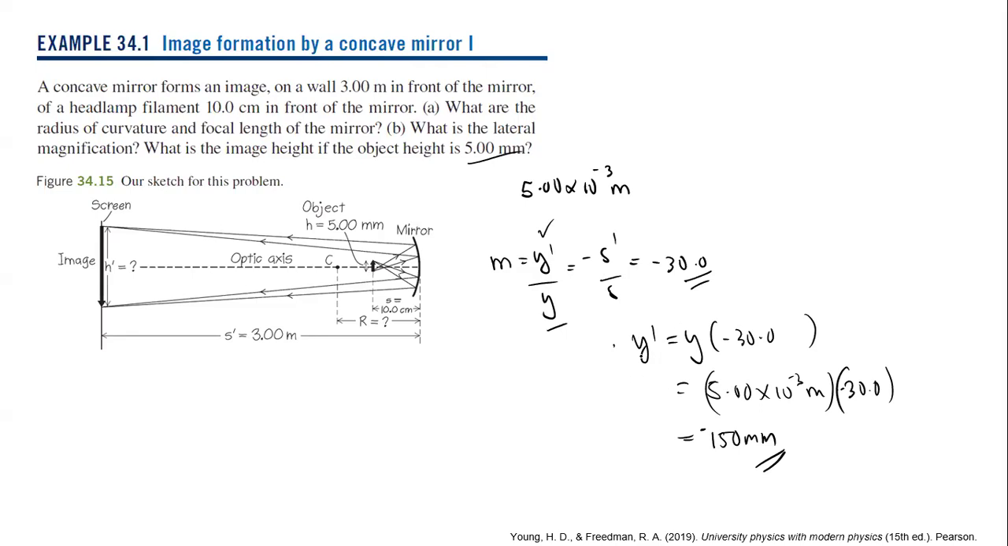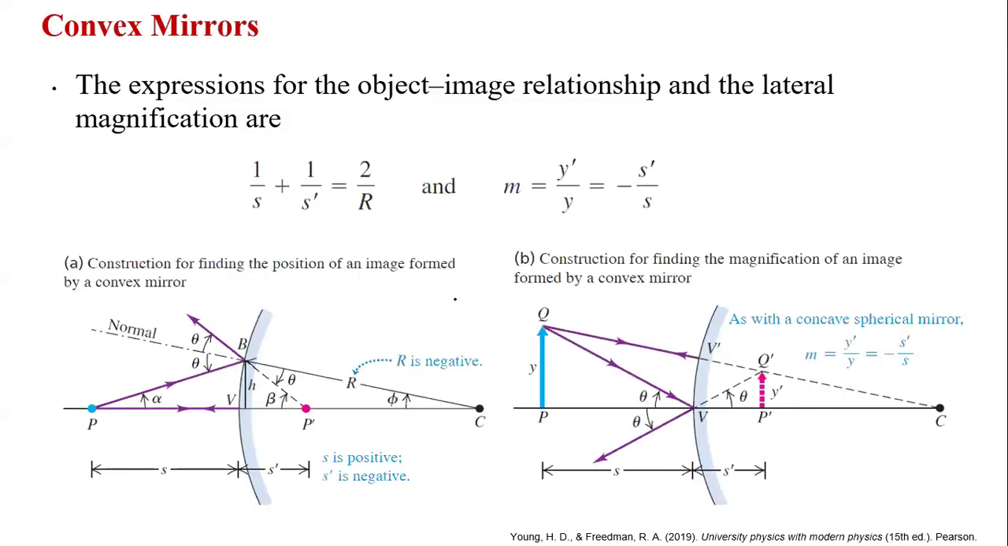Okay. The height of that image, if you want to say the magnitude, is about 150 millimeter. This negative sign shows that it is inverted downward. Okay. So this is for the concave mirror, or concave spherical surfaces. Okay, how about the convex mirrors?